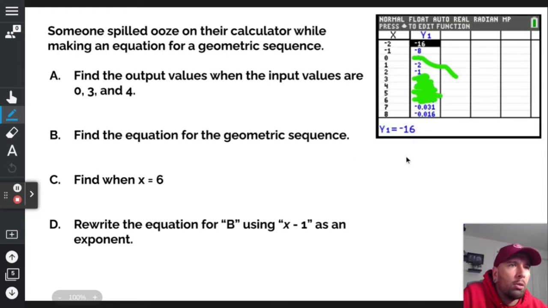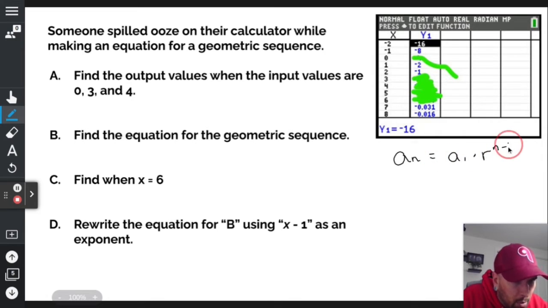All right, so let's remind ourselves that the geometric sequence is a sub n equals a sub 1, the first term, times the common ratio to the n minus 1. For those of you wondering, am I going to have to memorize these formulas for the AP exam? Yes, memorize them. Memorize them good. All right, so find the output values when the input values are 0, 3, and 4. Oh, that ooze really got in the way. Well, let's see what it looks like we're doing.